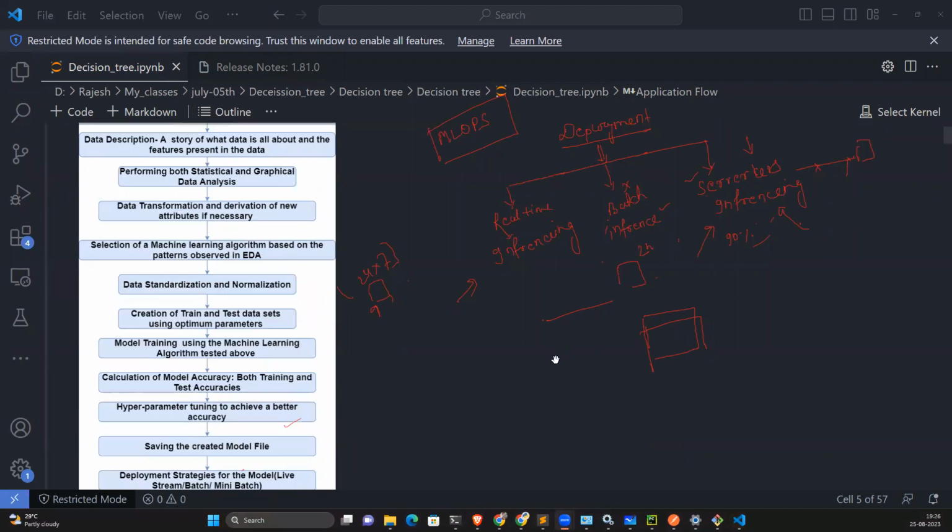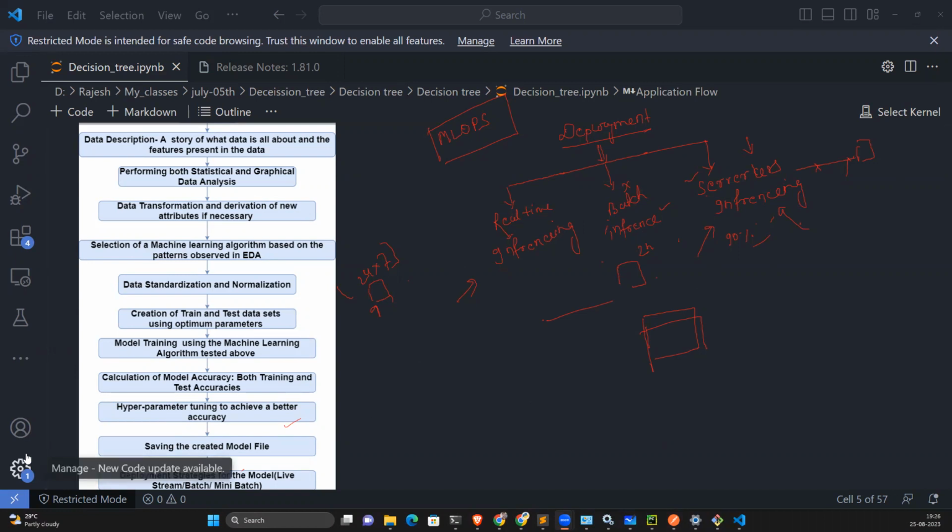Like if it is a linear regression or logistic regression or decision tree, SVM, KNN, XGBoost, whatever model we are going to learn in our coming classes, in all the classes, these things will be common.